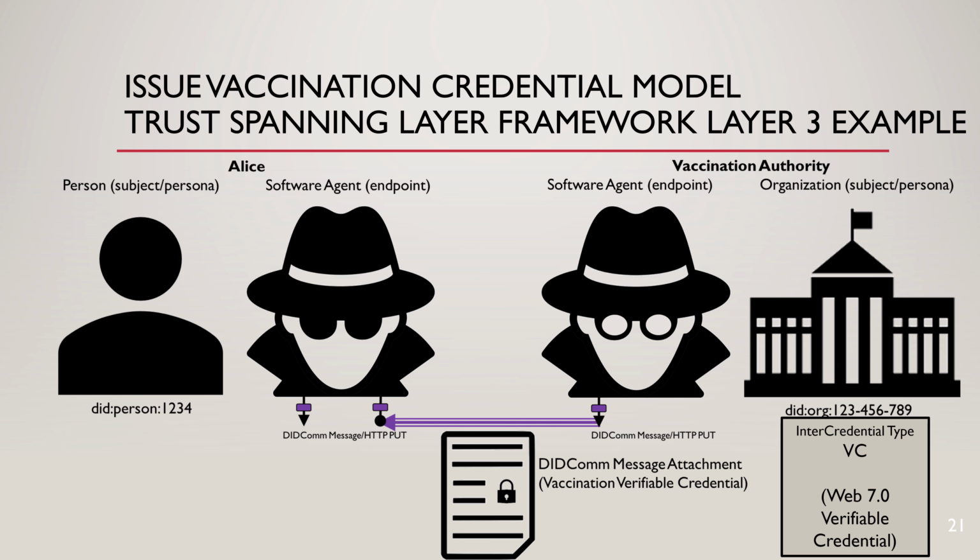Here's another example, issuing a vaccination credential. So we have the vaccination authority on the right, a health services organization or an HMO or some sort of government organization, issuing a vaccination credential represented as a verifiable credential, blood type VC, and that's received by Alice. That's her vaccination credential. And so the vaccination authority's software agent is going to send that DIDComm message with the vaccination verifiable credential attachment over to Alice. That will be received on Alice's service endpoint. And again, we have safe, secure, trusted communications of that healthcare information.